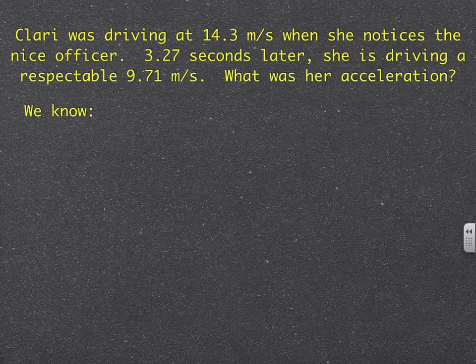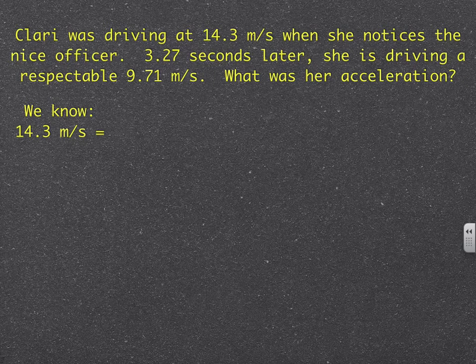Claudia was driving at 14.3 meters per second when she notices the nice officer. 3.27 seconds later, she's driving a respectable 9.71 meters per second. What was her acceleration? Now, to solve word problems correctly, there are a few steps that we want to follow so that we don't freak out. Yesterday we learned about identifying our unit, knowing what our unit was. What we want to do is write down everything that we know.